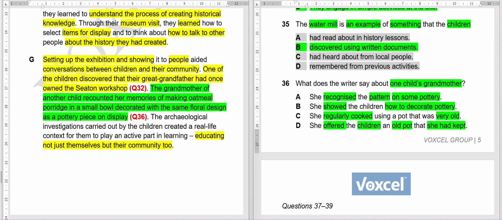Okay, time's up. And I'm gonna mark the answer. The answer to this question is A. She recognized the pattern on some pottery. So I hope you were able to find that particular answer.